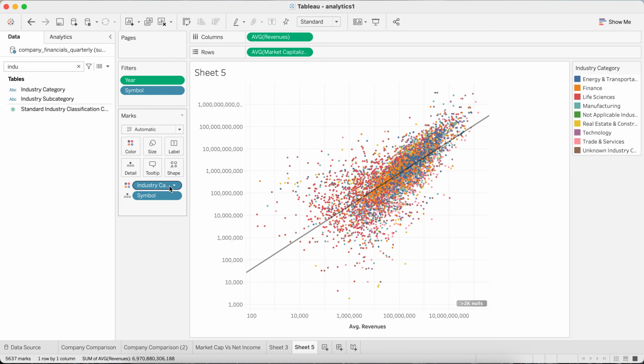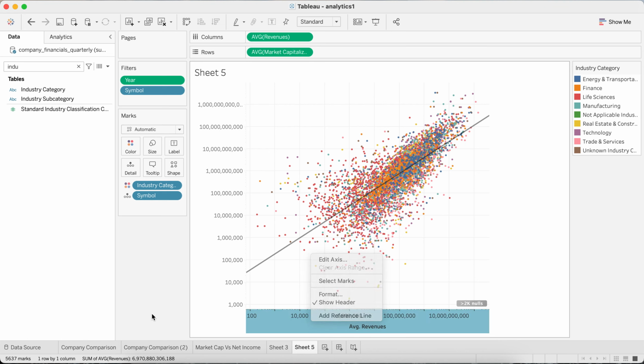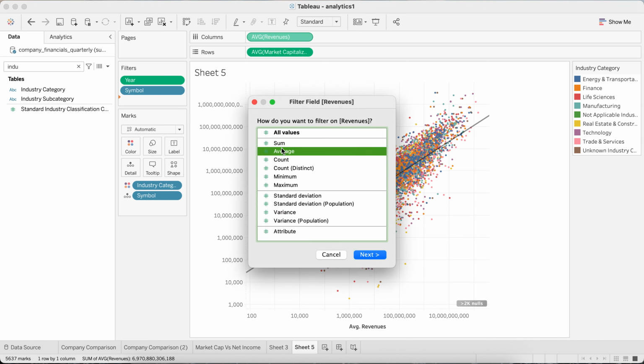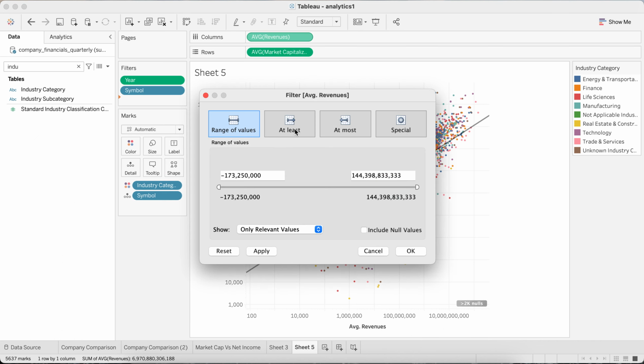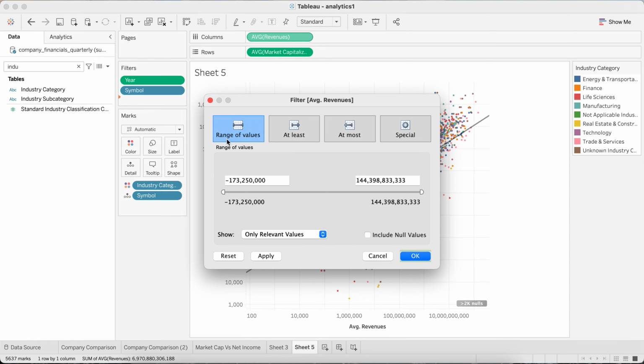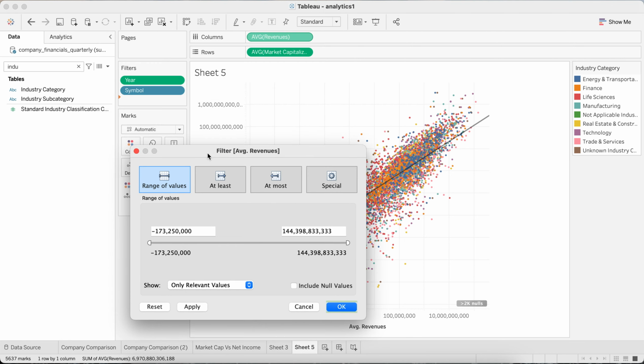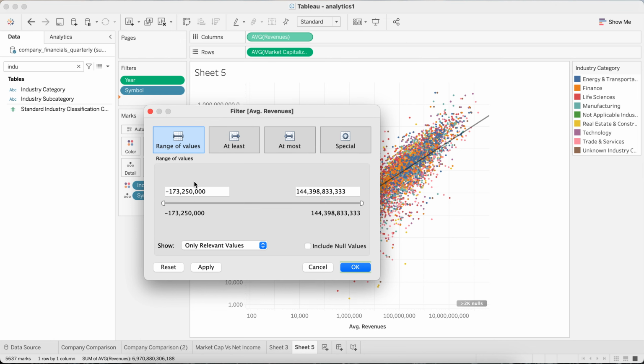Let's take out the industry categories. Well, no, let's keep it for now. Let's add some filters on our axis. Let's take revenues here. Let's say we want our average revenues to be above a certain amount. I wonder what negative revenues are like. Perhaps that could happen for some interesting companies out there.